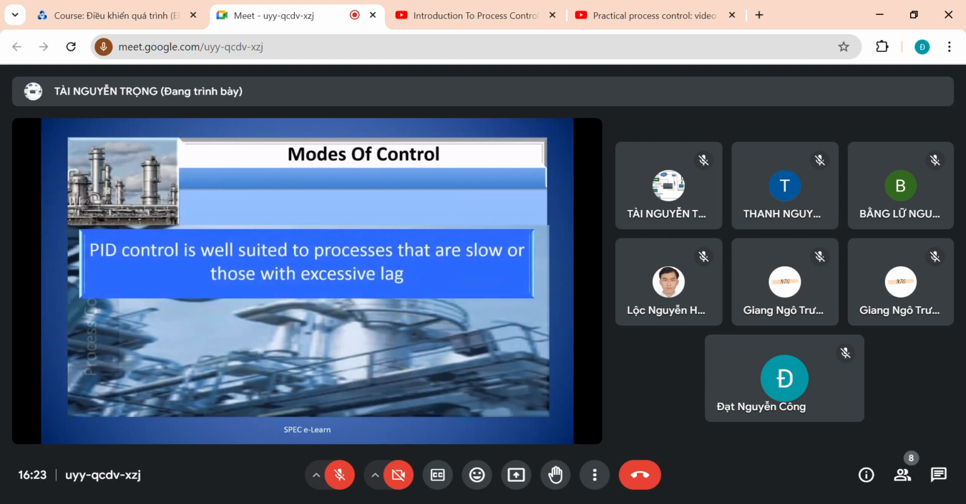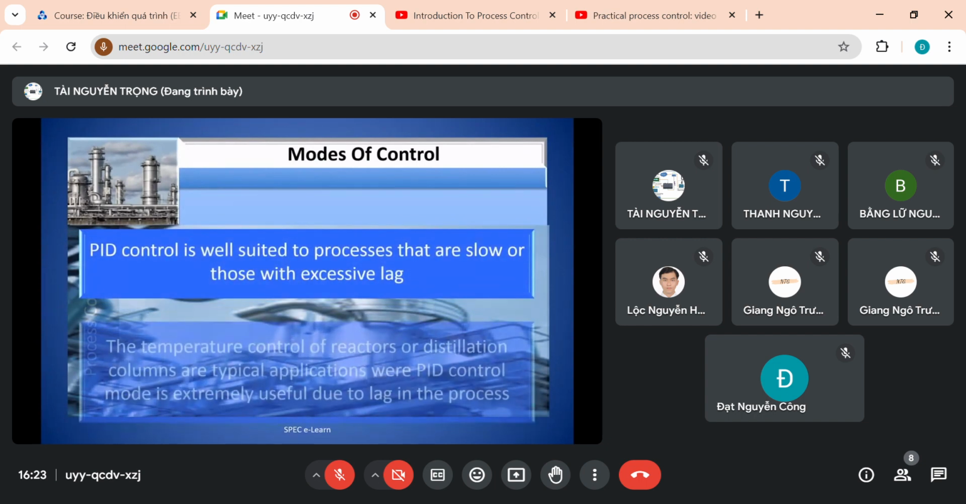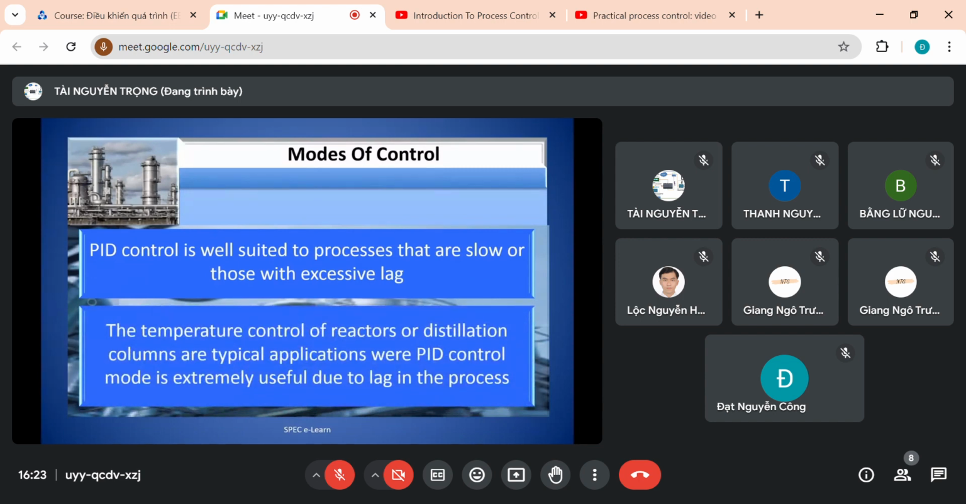PID control is well suited to processes that are slow or those with excessive lag. The temperature control of reactors or distillation columns are typical applications where PID control mode is extremely useful due to lag in the process.